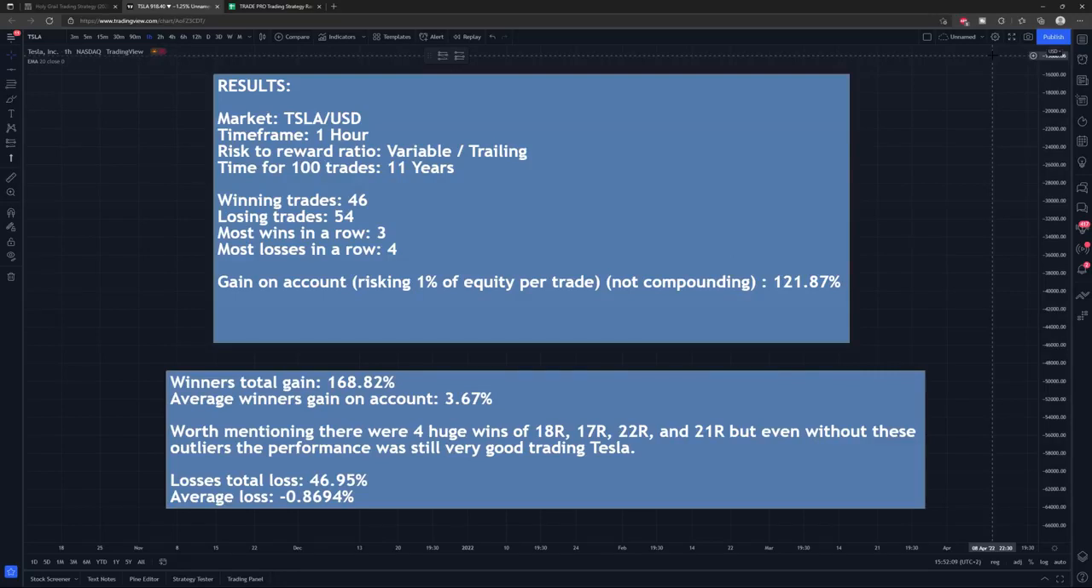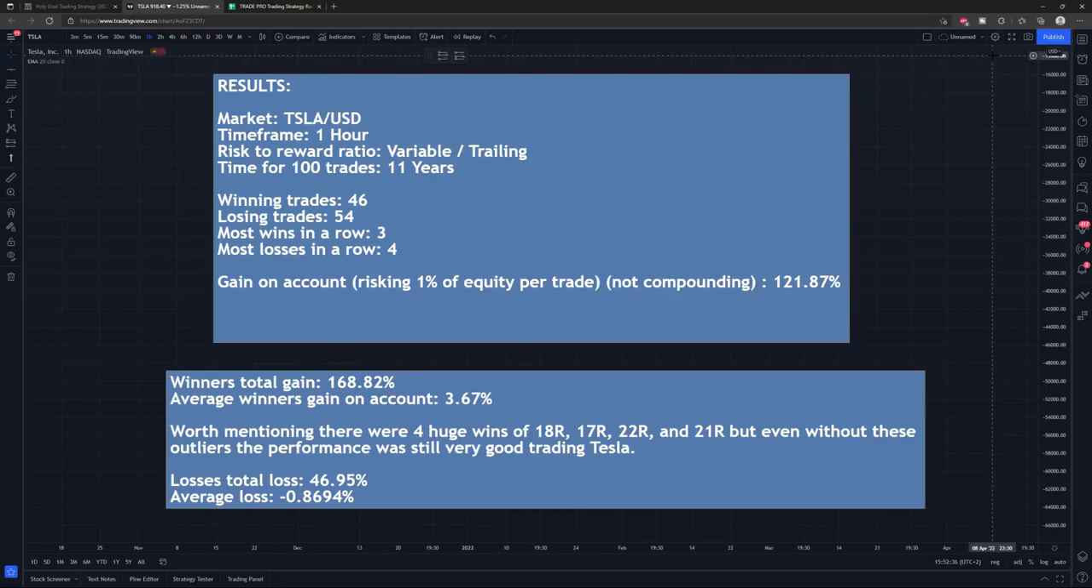The winner's total gain, when you have not subtracted the losses yet, was 168.82%. So the average winner's gain on the account was 3.67%. It's worth mentioning that there were 4 huge wins of 18 times the risk, 17 times the risk, 22 and 21 times the risk.